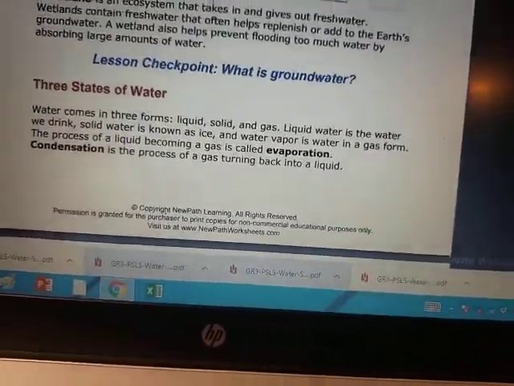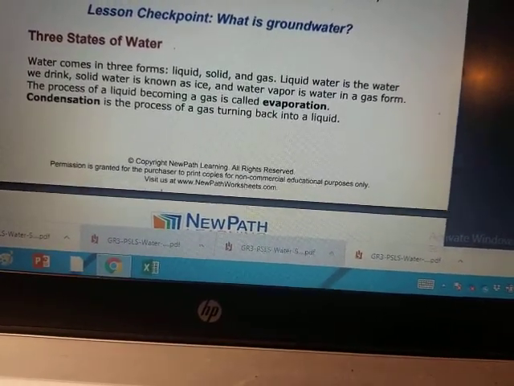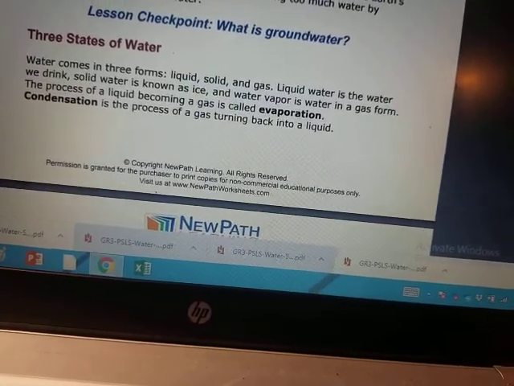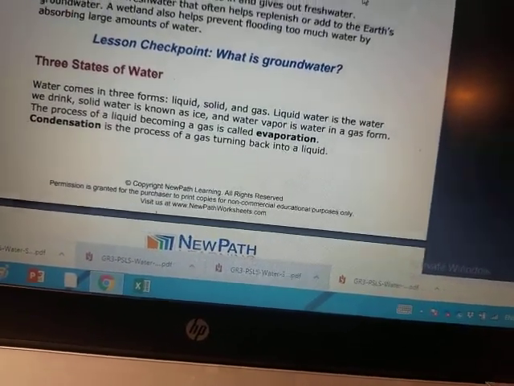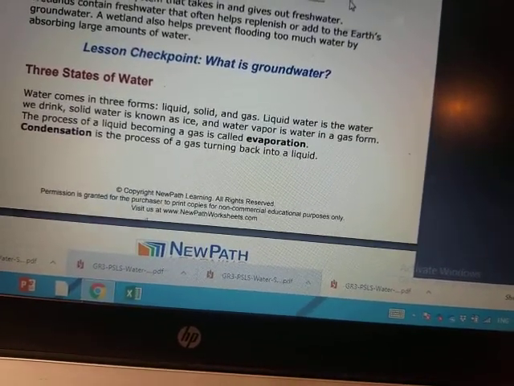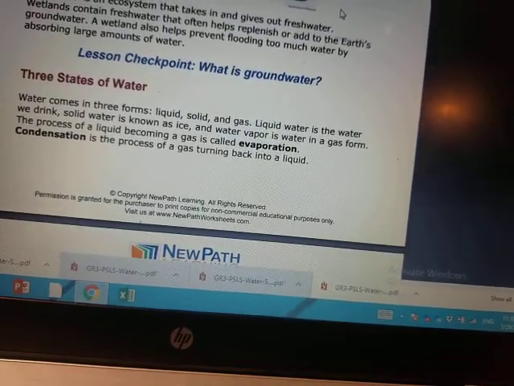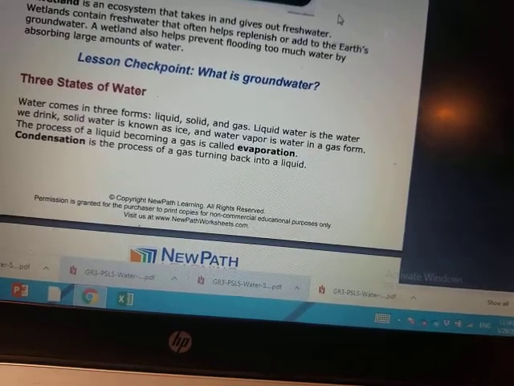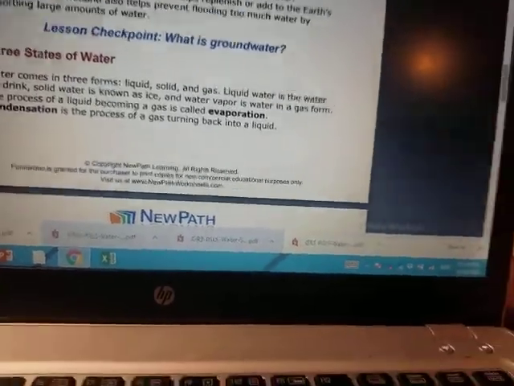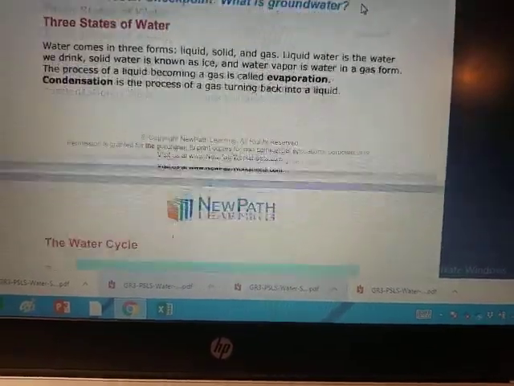We're going to read the 3 states of water. You should know this from 2nd grade because they teach about the states of matter and the 3 states of water. So water comes in 3 forms: solid, liquid, and a gas. Liquid water is the water we drink. Solid water is known as ice, and water vapor is known as water gas. The process of a liquid becoming a gas is called evaporation. Condensation is the process of a gas turning back to a liquid.